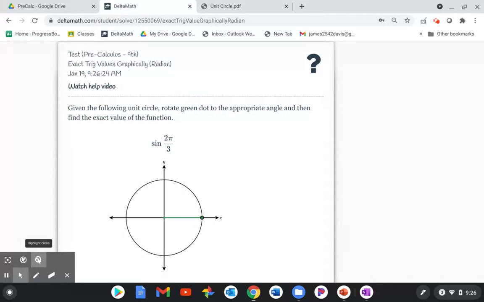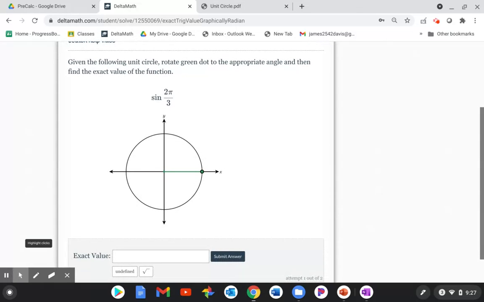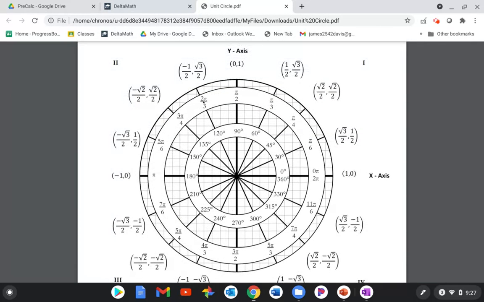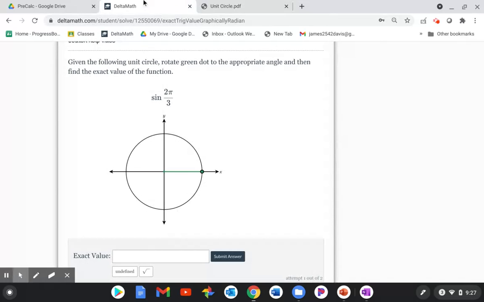All right. So our first question is we're supposed to move this green dot to the appropriate angle, and then we're supposed to find whatever trig function it tells us to find. So the first thing is going to be to drag this to the location in radians, which is 2 pi over 3. So what you're going to want to do is find where 2 pi over 3 is on your circle. 2 pi over 3 is right here, just past the half pi. This is equivalent to like 4 pi over 6, if you will. So we're going to drag our green dot there.